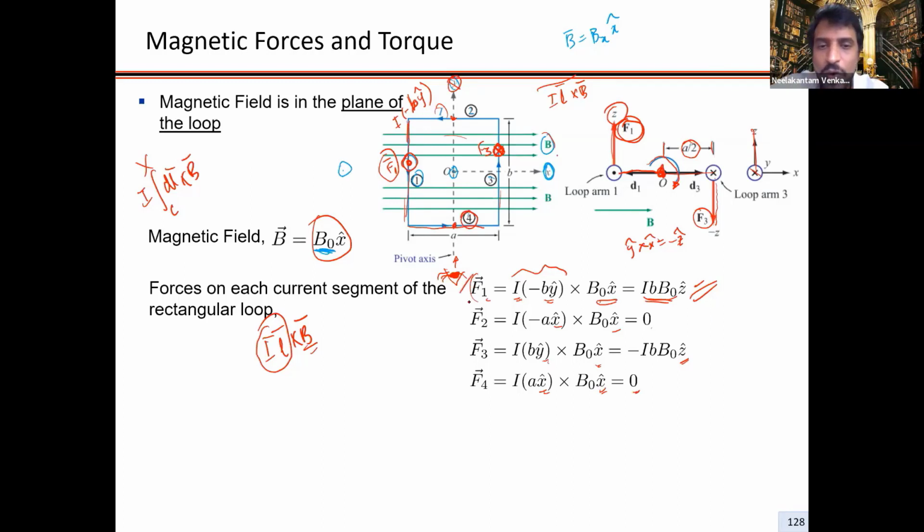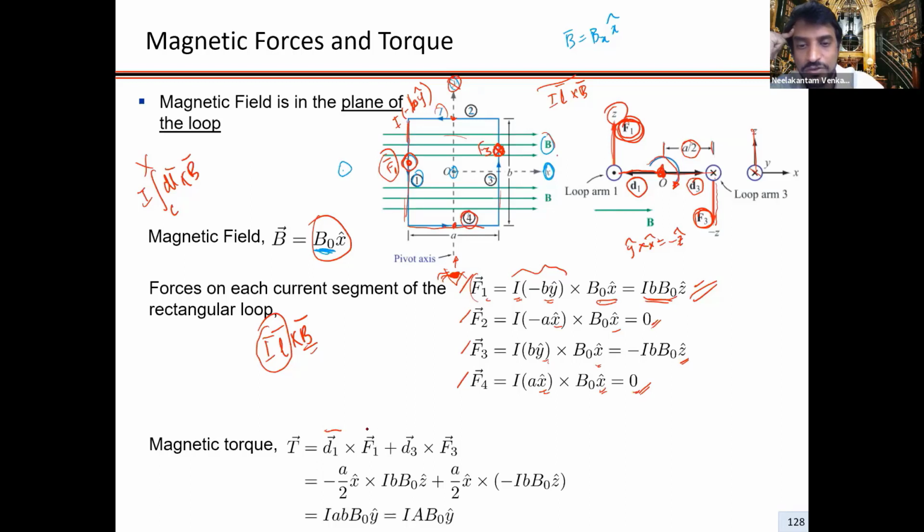So you got 1, 2, 3, 4. Of the 4 forces, only 2 of them contribute to torque. The other 2 are already 0, so they don't contribute to the torque. It is only F1 and F3 that matter. How do I find the torque now? I need to do D1 cross F1 for force 1, and D3 cross F3 for force 3.